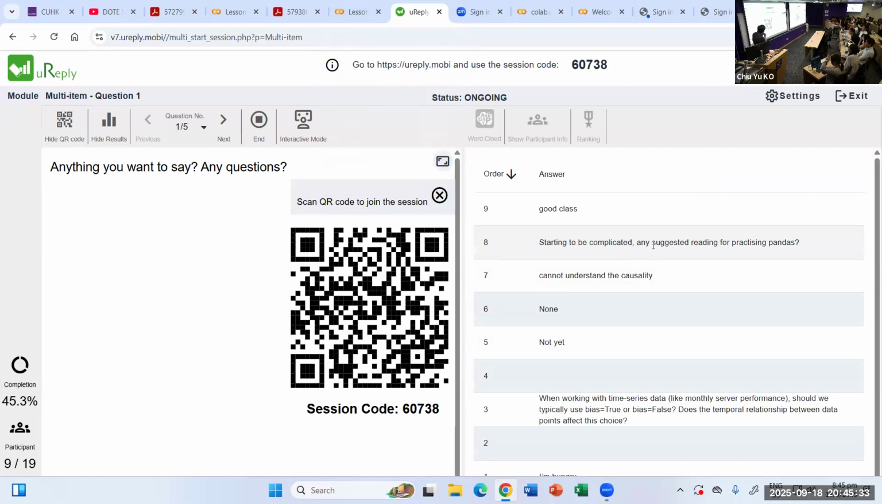Suggested reading for pandas. I don't think the pandas we do gets very complicated. Still, the only thing we do is group by, aggregate. This is the same thing. We didn't do more than we have done. As I said, if you really want exercise, go to DataCamp. That's the easiest thing you can practice.